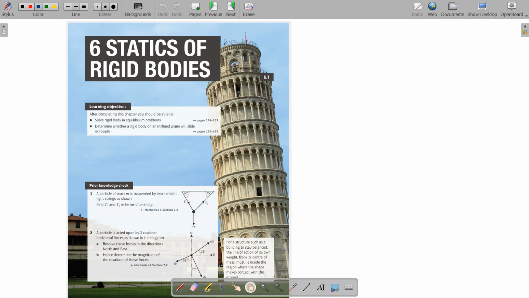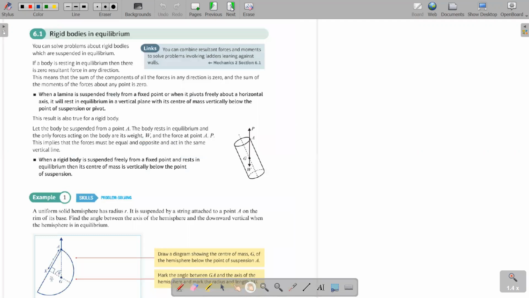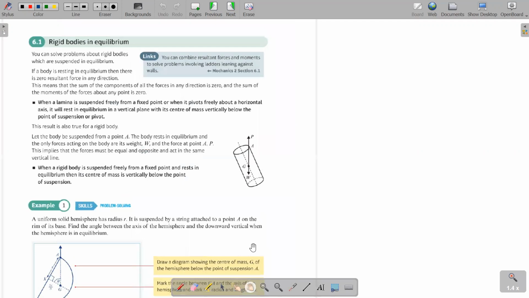All right, guys. So now we'll move on to chapter 6, statics of rigid bodies. When it comes to rigid bodies in equilibrium, you have had some sort of an introduction on this in M2, Mechanics 2, right? So this first part is about rigid bodies which are suspended in equilibrium.